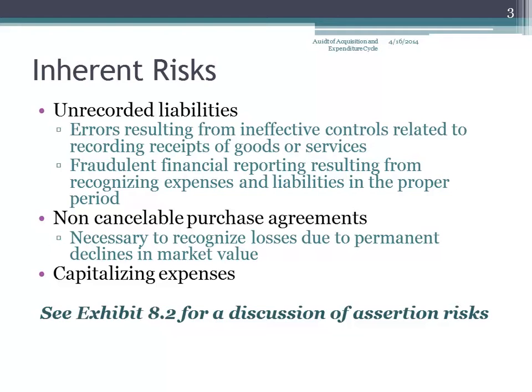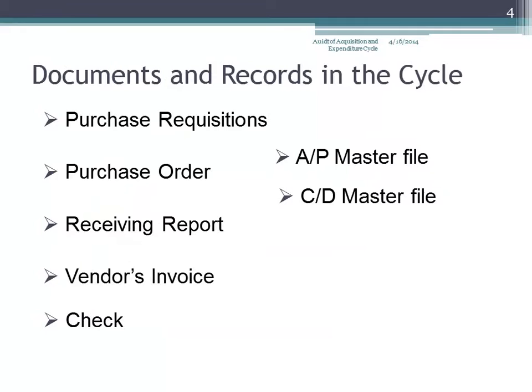So, again, the assertions aren't going to change, right? The assertions are the assertions. Management's assertions don't change. What is going to be different is our audit approach related to those assertions, because we're looking at different accounts. Our risk is going to be different. You saw the difference between occurrence and completeness when you're looking at the sales and collection cycle versus the expenditure cycle. So the types of documents that the auditor is going to look at in this cycle would be things like the purchase requisition.